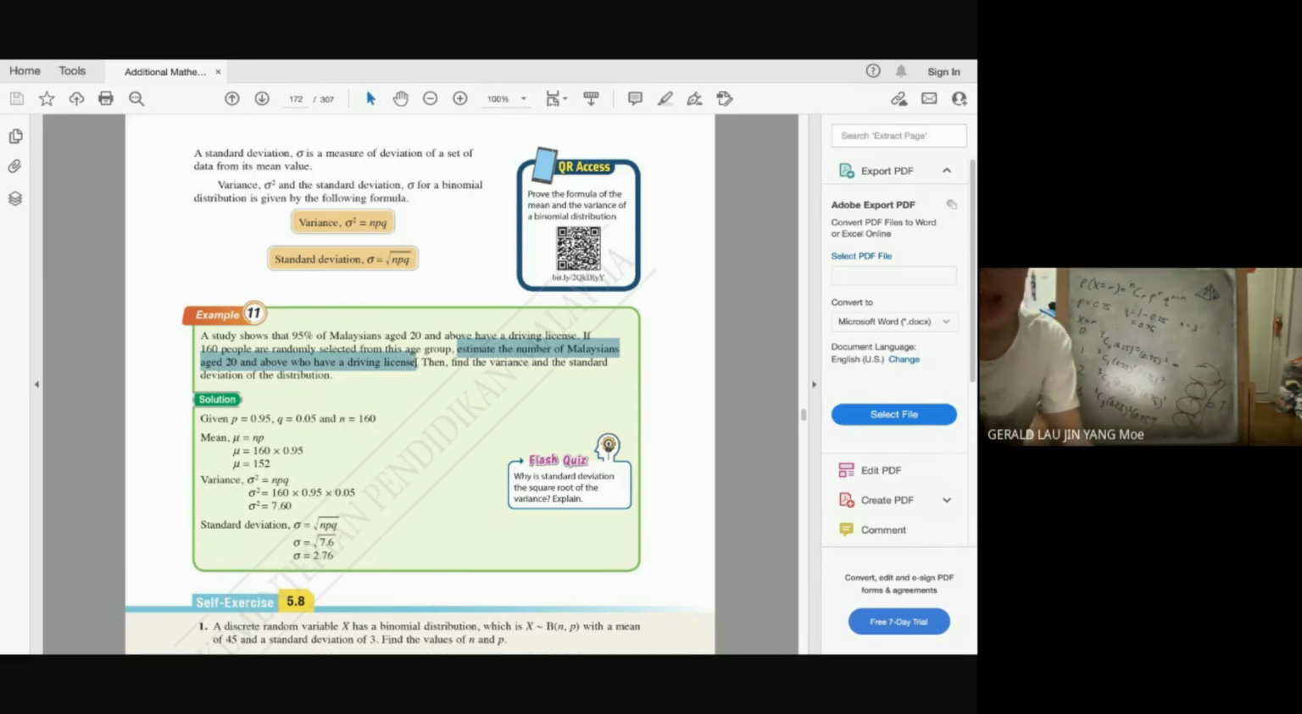Okay, estimate the number. This is the mean. So mean very easy only. N times your P, you get 152 Malaysians have driving license among the 160. Okay, variance what? NPQ. 160 times 0.95 times 0.05, 7.60. Standard deviation, square root everything, you get 2.76.